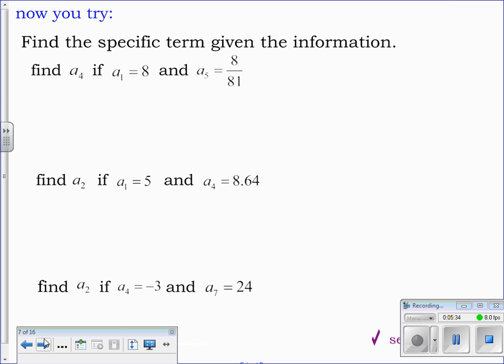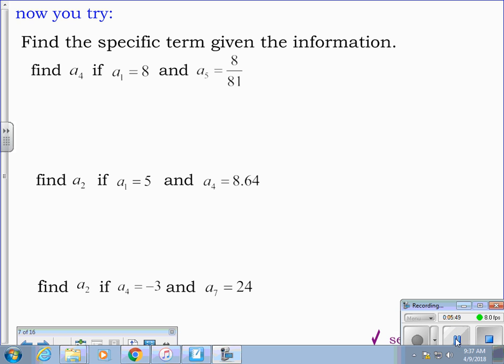Do the top two. And you notice that the second one is in decimal form, so decimals are just fine on this one. Okay, so do the top two examples on the next one.